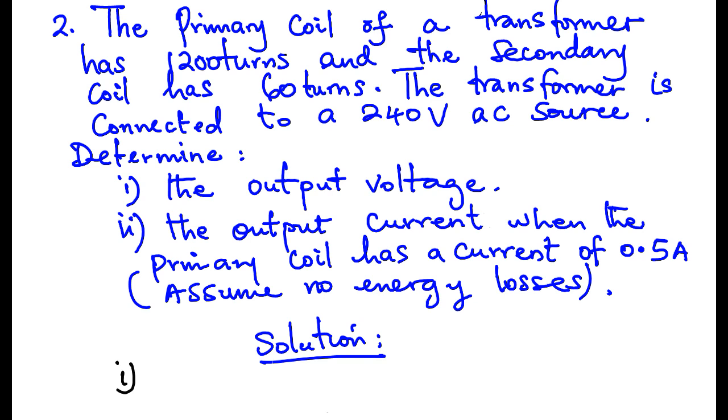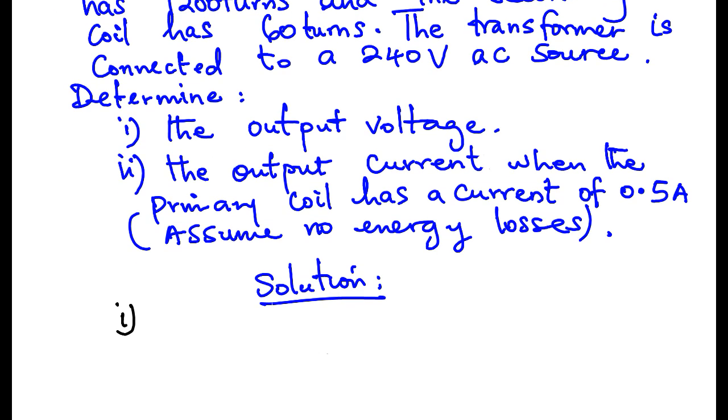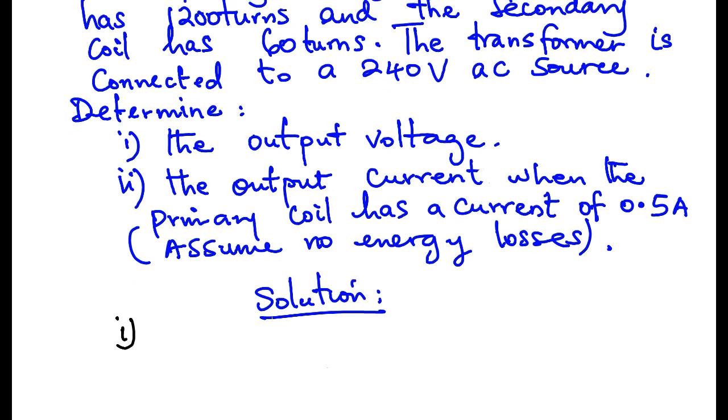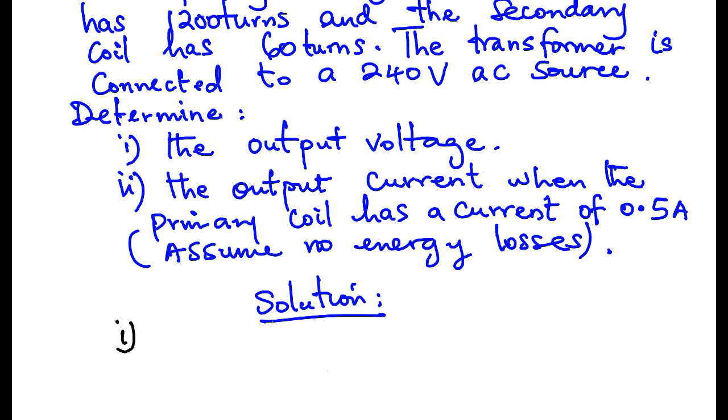So here we apply the turns equation, that is the number of turns in the primary coil divided by the number of turns in the secondary coil is equal to primary voltage divided by secondary voltage.